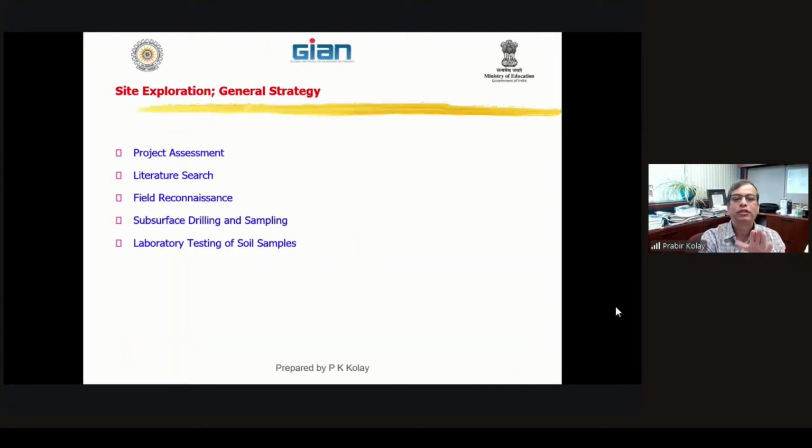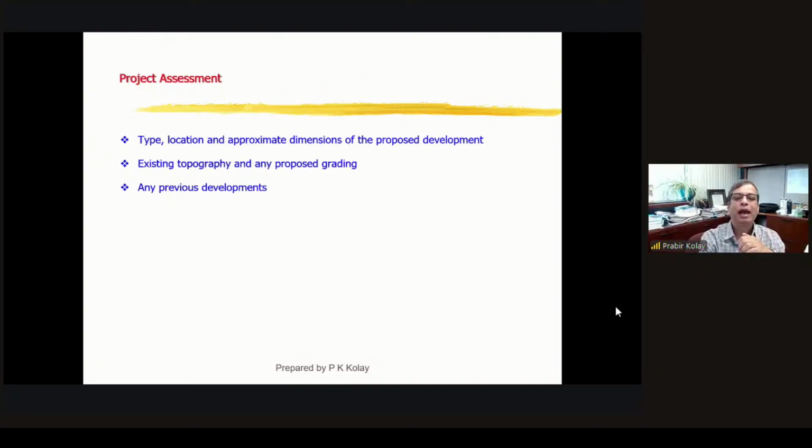For site exploration, the general strategy is project assessment, literature search. So that's when you have an idea. Then field reconnaissance, subsurface drilling and sampling, and laboratory testing of the soil samples. So with all these things, what are the tests to do in the lab?